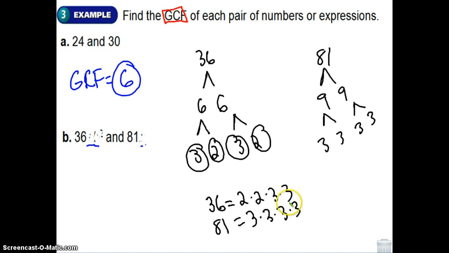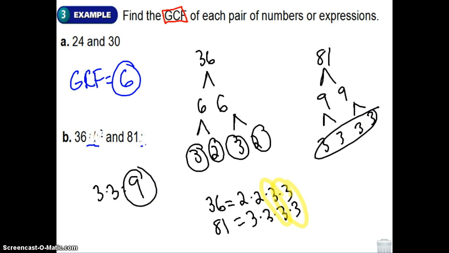Now, we have to find what they have in common. Well, 81 doesn't have any 2's, so it's just the 3 and the other 3. Remember, we only take one from each. 3 times 3 equals 9. Do not do 3 times 3 times 3 times 3, because we know that equals 81. 81 doesn't go into 36, but 9 does. So the greatest common factor is 9. But wait, we're going to keep this 9 and make sure we remember it.